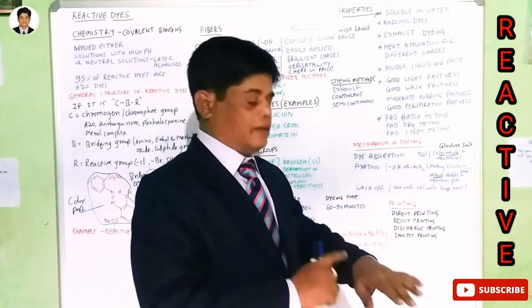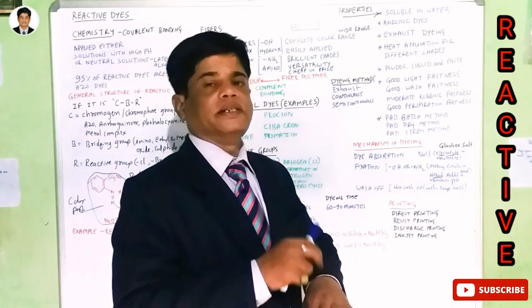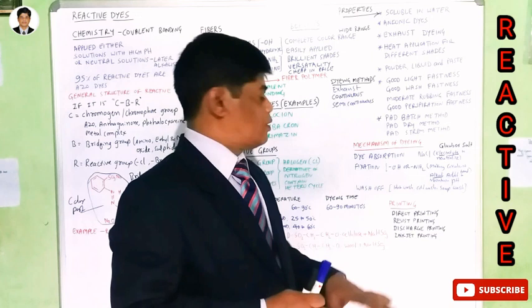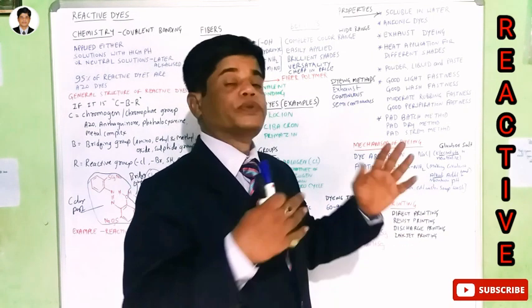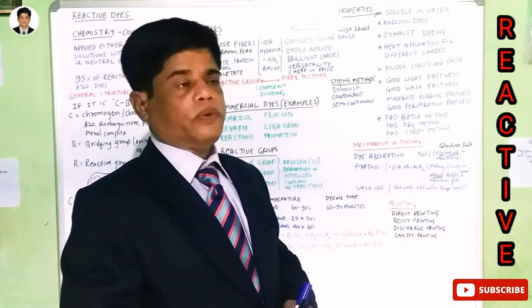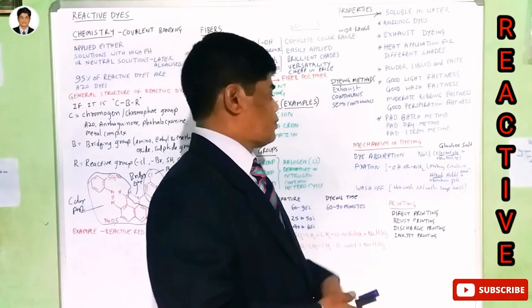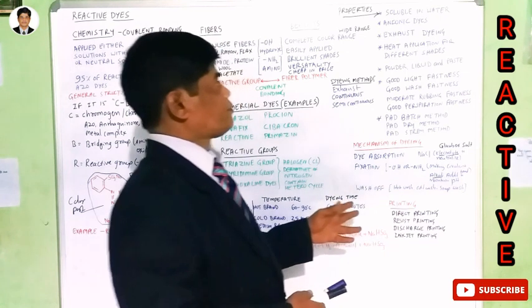If unwanted colors are pasted or stuck to the surface of the textile material, that is to remove that. Hot wash, cold wash, and soap wash are done totally to remove the unwanted color placed on the textile materials. Okay, these are the things.